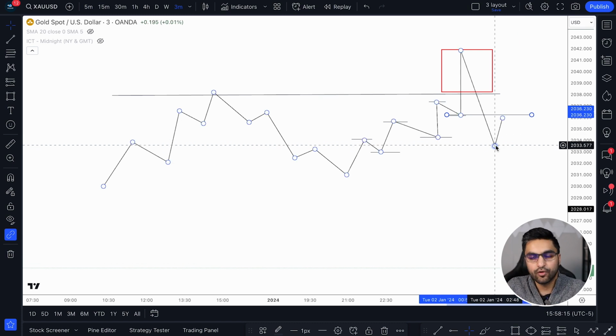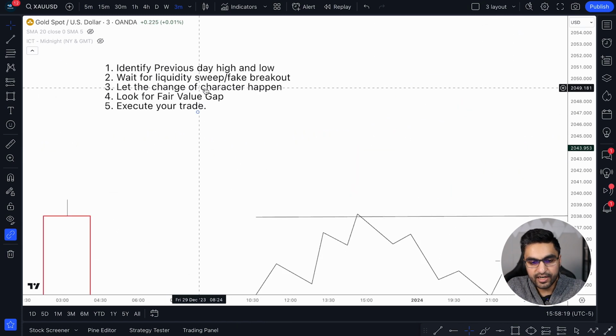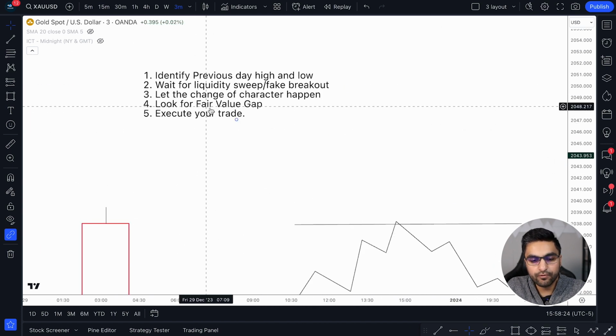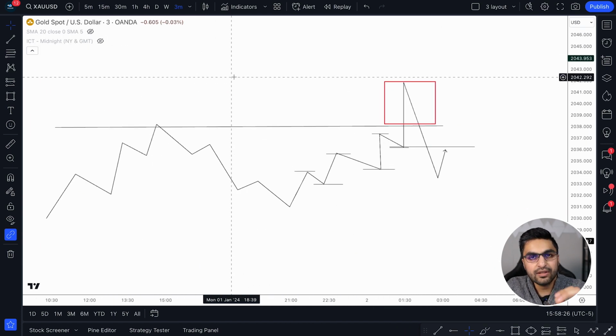Now they have the lower low. When it happens, that's our change of character. Then we're going to look for the fair value gap. Now, what is a fair value gap?